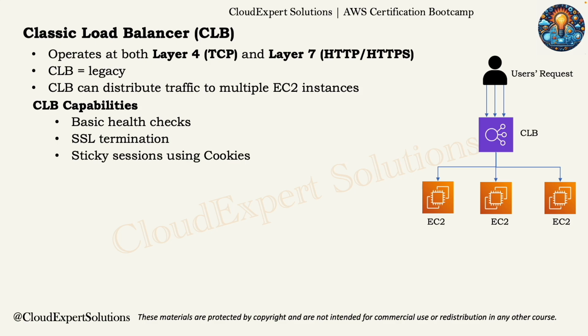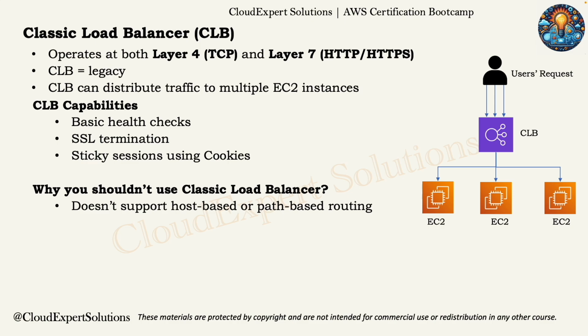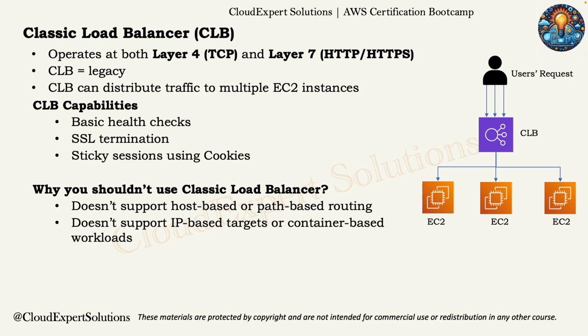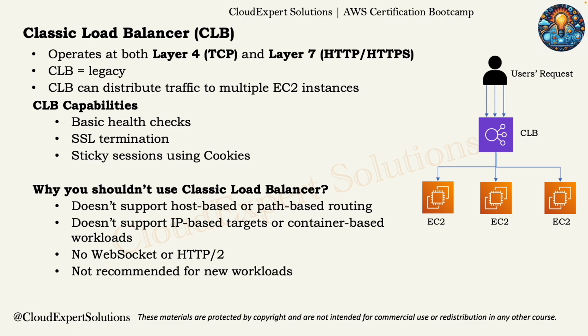Now let's review why you should not use Classic Load Balancer for new generation application. Although Classic Load Balancer works with layer 7 traffic, it lacks advanced routing features like host-based or path-based routing, which are available in Application Load Balancer or ALB. It does not support IP-based targets or container-based workloads and lacks new features like WebSockets or HTTP2. That is why AWS does not recommend Classic Load Balancer for new workload.